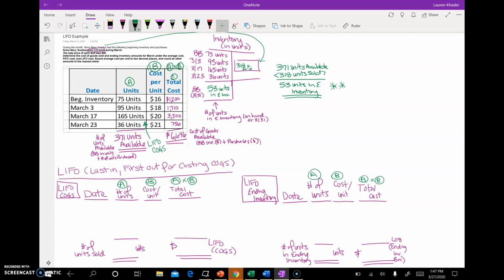So for LIFO cost of goods sold, we're going to start from the bottom. Did we sell at least 36 units? Well, yes, we know we did because we sold 318 units. So March 23rd is the first layer, the newest purchase. 36 units are in this layer at a cost basis of the highest, $21 per unit. Total cost of $756 is expensed because we sold that entire layer.